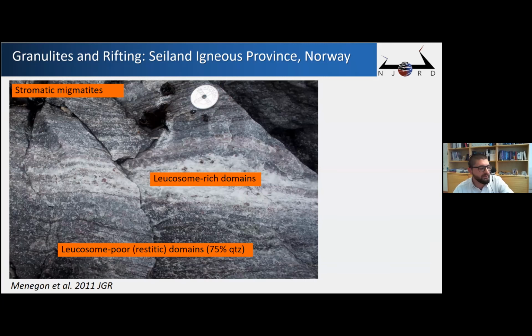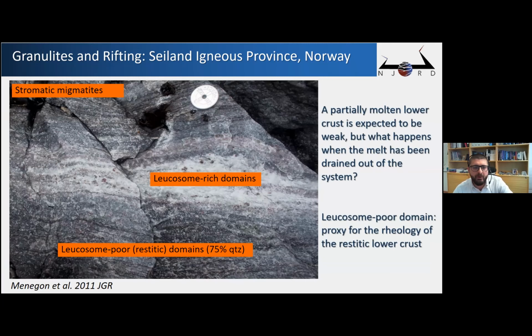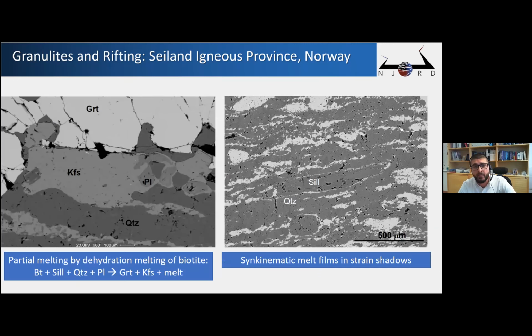So these rocks are quite interesting because they perhaps tell us what happens to the rheology of the migmatitic lower crust with progressive degrees of melt extraction. So partially molten lower crust is expected to be weak. But what happens when most of the melt has been drained out of the system? So in order to investigate this, we have looked specifically into the leucosome-poor domain as a proxy for the rheology of the restitic lower crust.